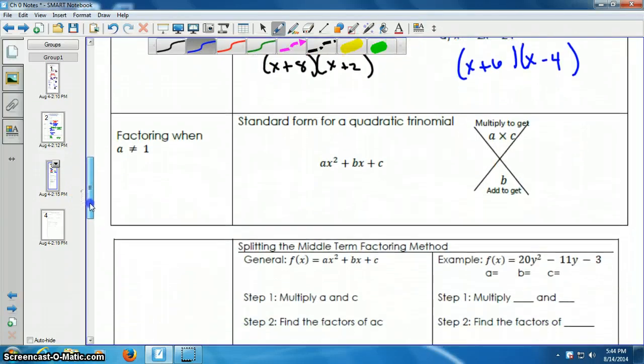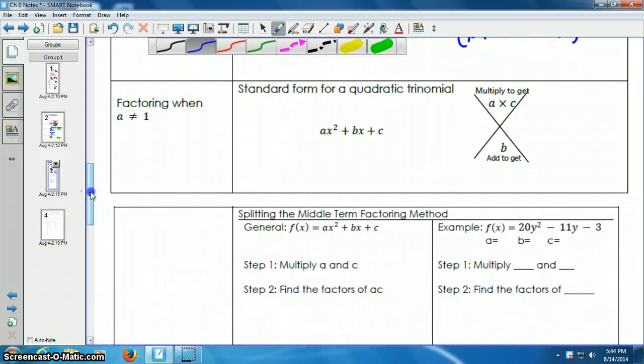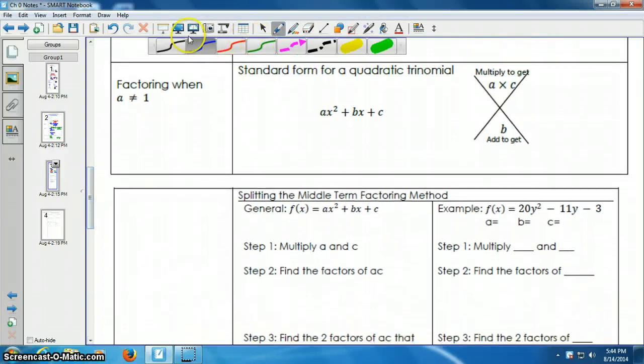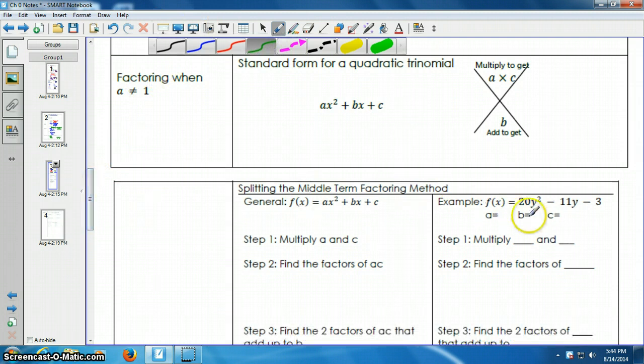All right, let's move on to when a is not 1. Now this would probably be the more difficult process and the concept that I notice students struggle the most with. So you're going to definitely need to be practicing this method because there are quite a few steps. I'm going to walk you step by step. We're going to first just identify the a, the b, and the c.